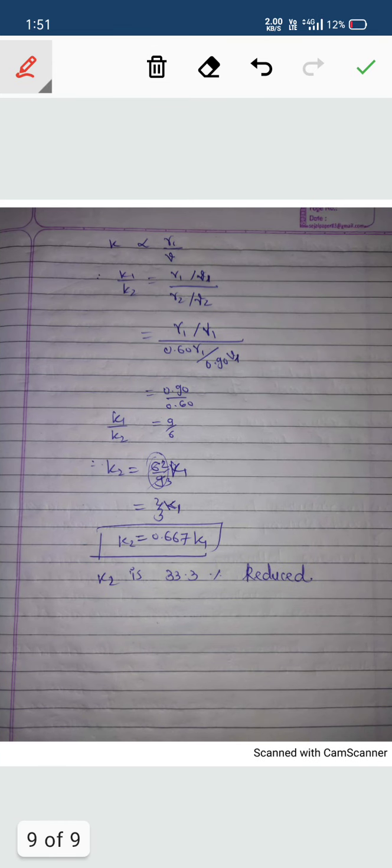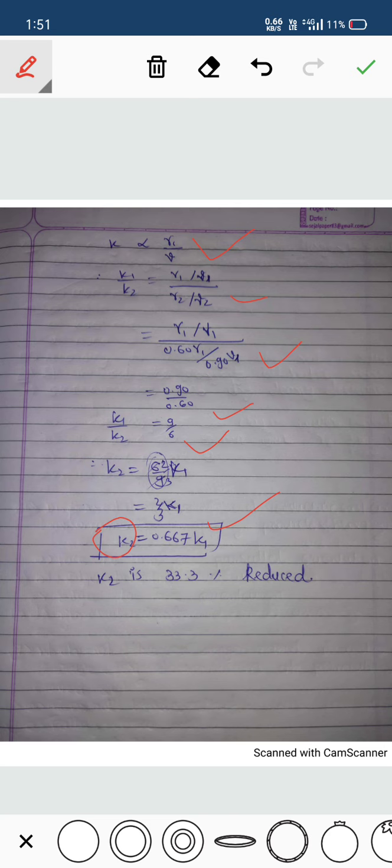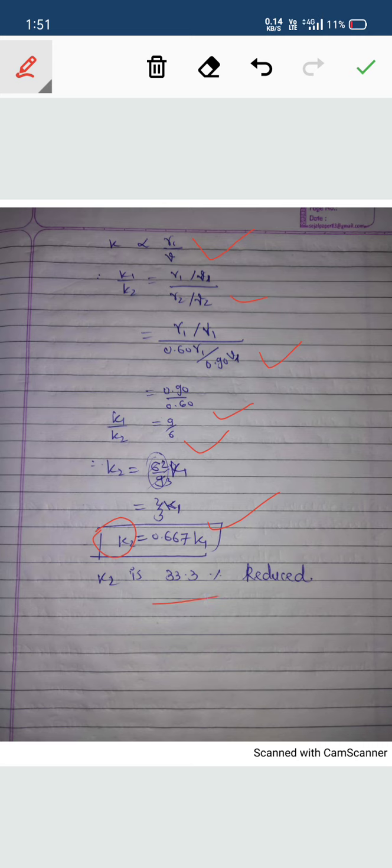Then we have this formula, so now we can use this direct formula: 9 by 6, 9 by 6. K2 is equal to 2 by 3, meaning the permeability in the second case is 0.667 K1, meaning 33.3% is reduced from the earlier K1 value.